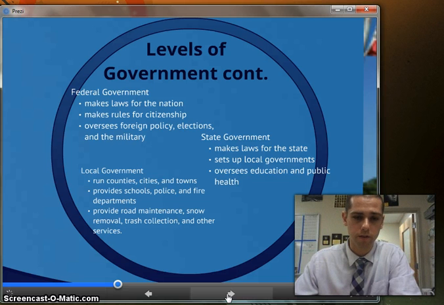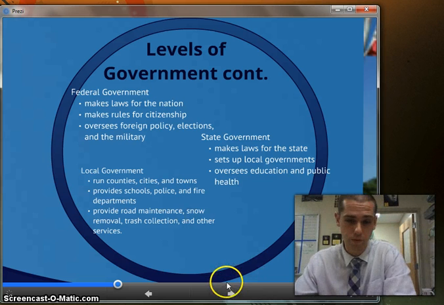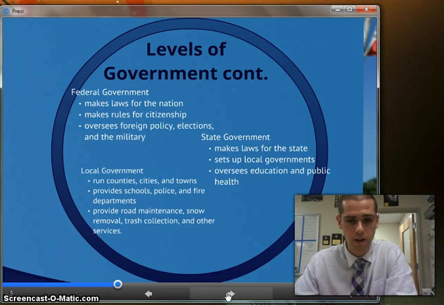Your local government is going to run counties, cities, and towns, provide schools, police, fire departments, and other local health and necessary organizations. They're also going to provide road maintenance, snow removal if you live in one of those cold states, trash collection, and other services. In Florida, something that would be considered a local government issue would be preparing certain areas for hurricanes.